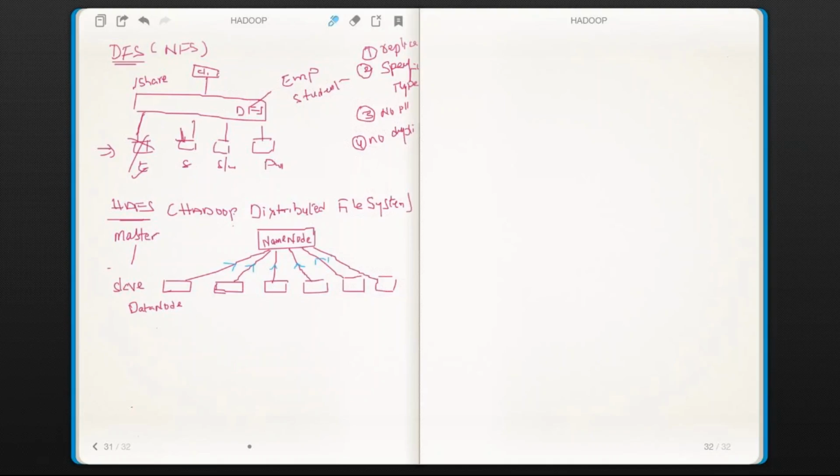Every 3 seconds, it will send an RPC signal. What is RPC? Remote procedure call. If your master doesn't get a response or signal 3 times continuously, it assumes that that machine is not there.